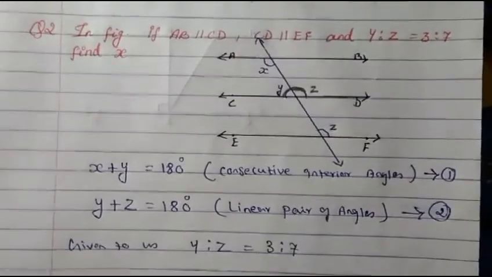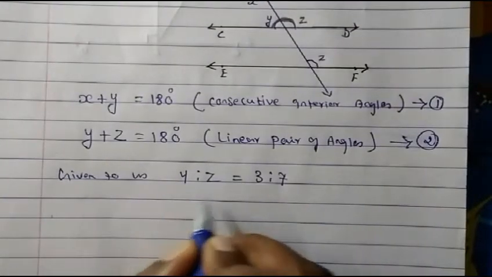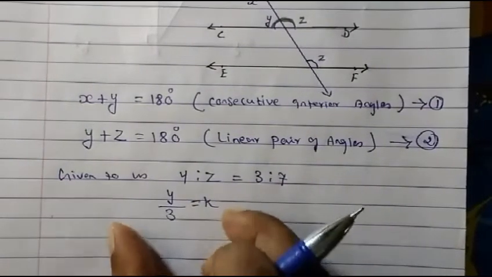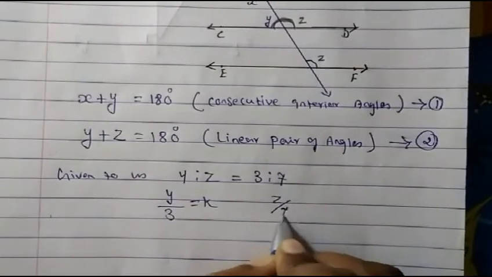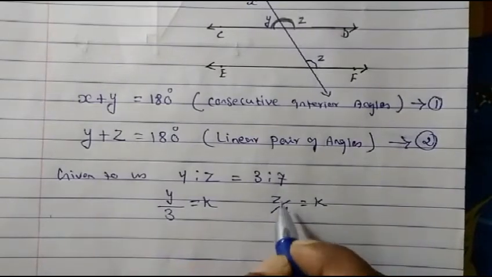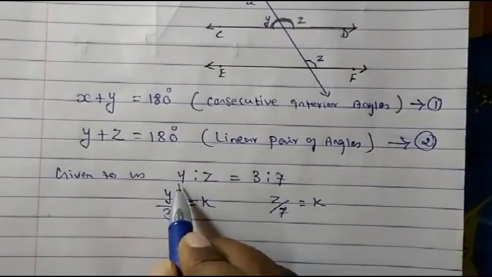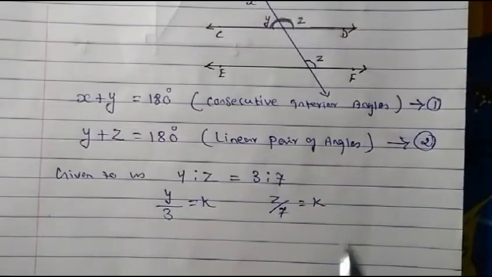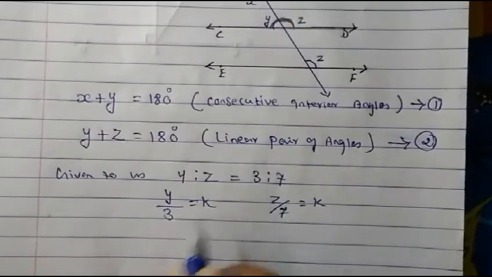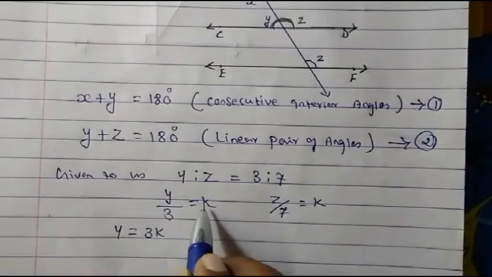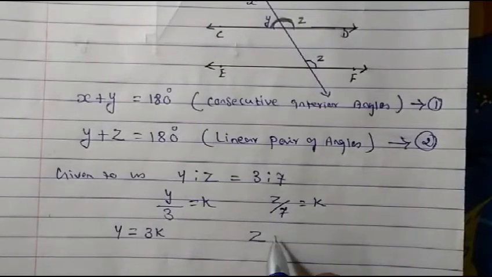So this we can write in ratio form. y upon 3 equal to a constant, and in the same way z upon 7 equal to some constant. When you are dividing, you will get some answer. We normally write a ratio like this. Now this is in division, so when it comes across, y equals 3k, because when it goes to the other side it becomes multiplication. In the same way, z equals 7k.